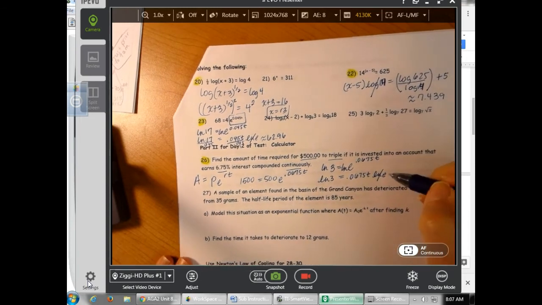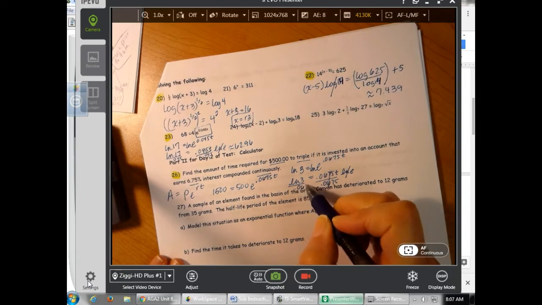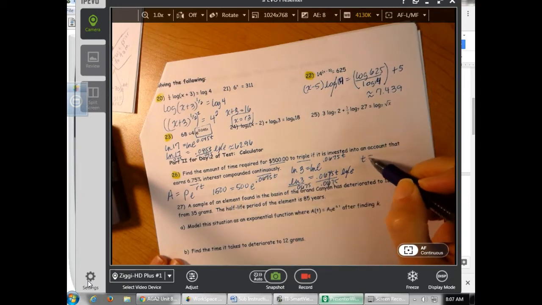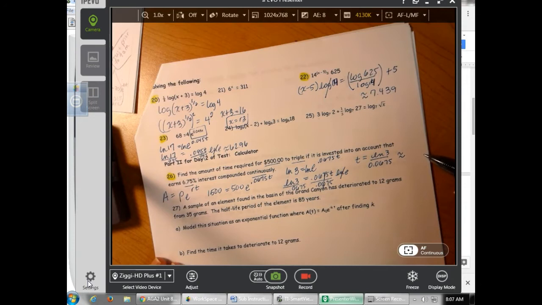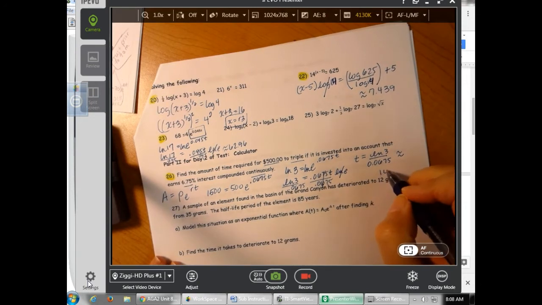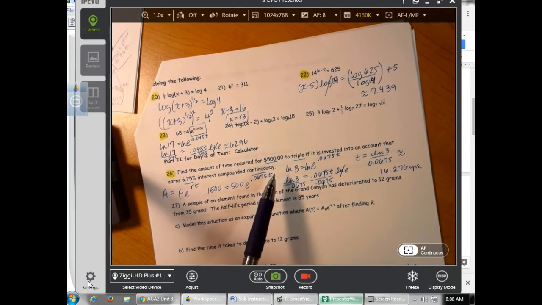So to leave it in an exact form, I'm just going to divide both sides by 0.0675. So t is going to be exactly ln of 3 divided by 0.0675. That's the exact form of the answer, but if I want to approximate it, you can do that in the calculator, of course, and I'm going to get 16.276 years.